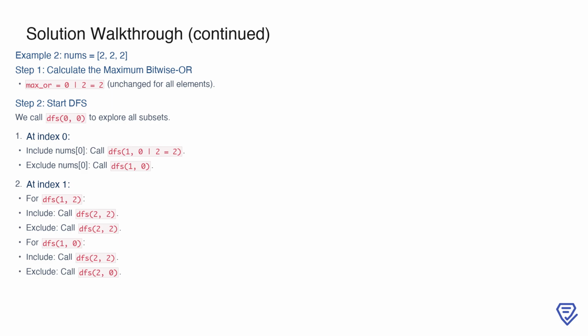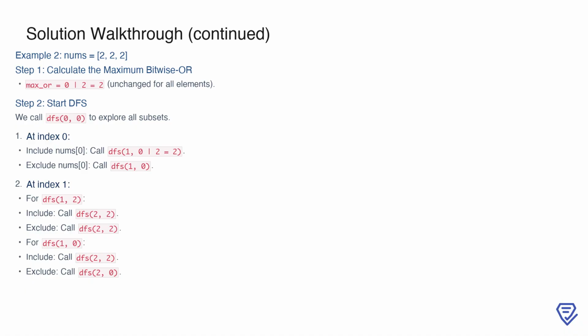Now, let's consider another example where nums equals 2, 2, 2. The first step remains the same: calculate the maximum OR value. Since all elements are 2, the OR accumulates as 0 OR 2, which gives 2, and remains unchanged no matter how many times we include additional 2s. So, the max_OR for this array is 2.